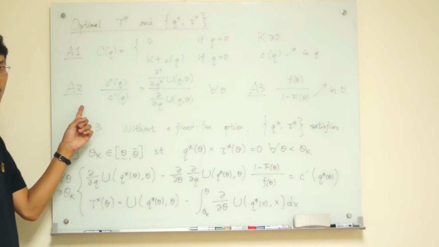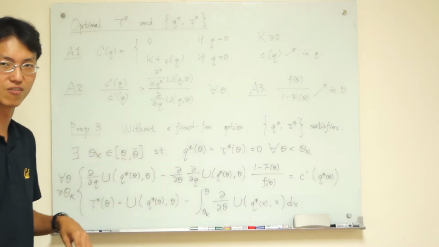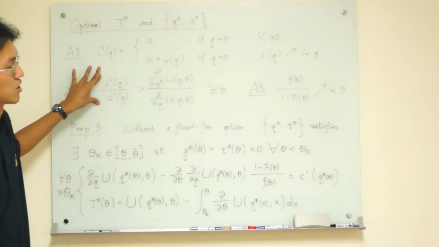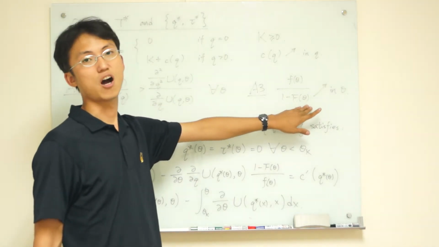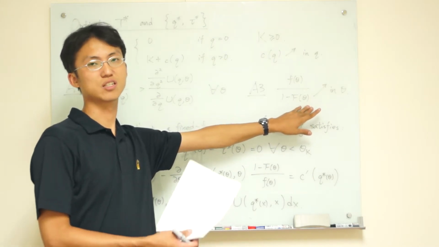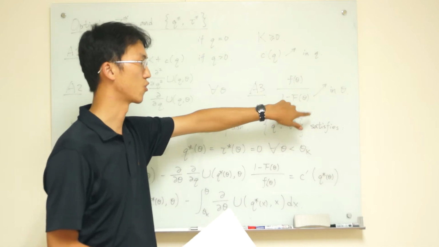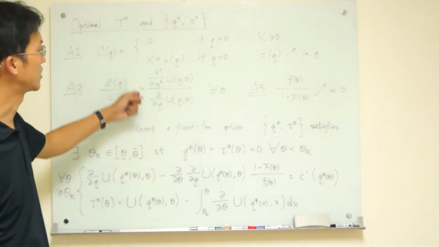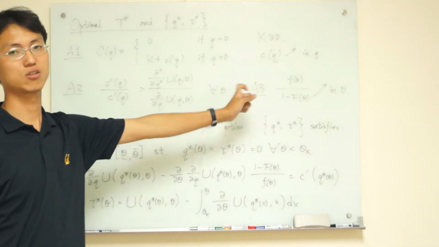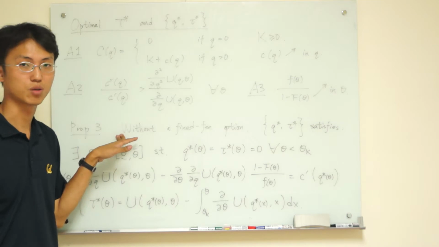Also, we need a technical assumption regarding the curvature of the small c function. Anyway, that's technical. Finally, we need our old friends. We need the increasing failure rate condition for the type distribution. With these mild technical assumptions in mind, we can show the following proposition.